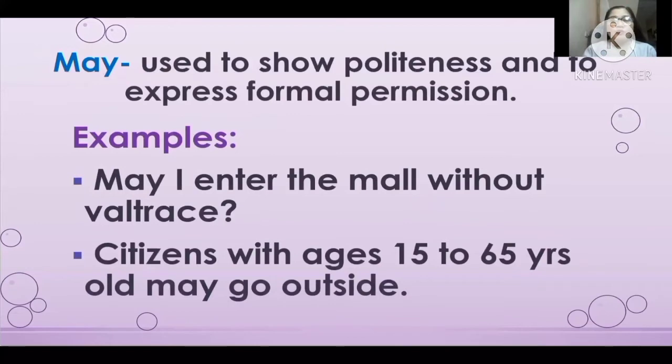The use of the word may. May is used to show politeness and express formal permission. So let's have first the given example. May I enter the mall without Valtrace? In this case, it is asking a question, or rather expressing politeness. Then another, citizens with ages 15 to 65 years old may go outside. In this case, the second example is expressing permission.